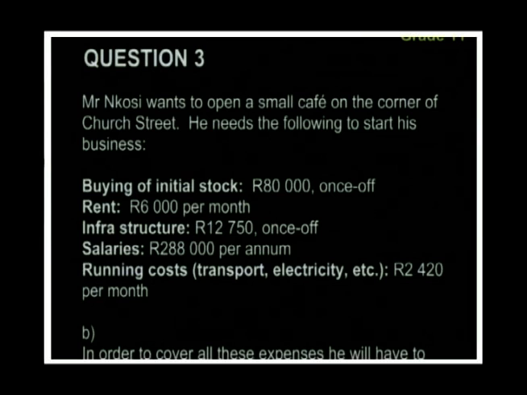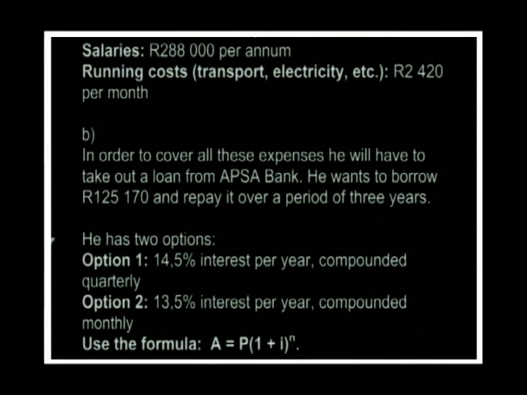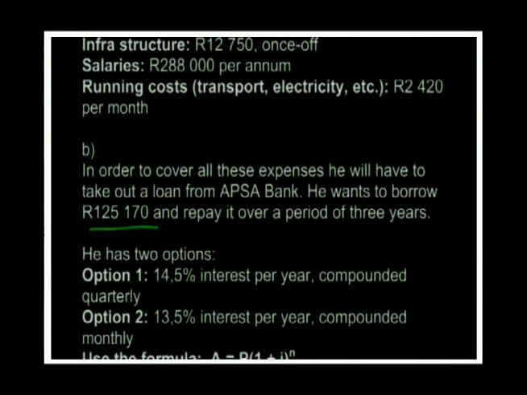Mr. Nkosi opens a small shop on Corner Street, we've got that. Buying his initial stock, right. In order to cover all of these expenses, he will have to take out a loan from Absa Bank. He wants to borrow 125,170 and repay it over a period of 3 years. Now, that number is rather interesting because that is the number that we calculated for his initial costs. So clearly, another good point, we know that our answer was correct. Very often when you're working through a multi-step question, the second or third part tells you how much your original was. So we know that we had question A correct.